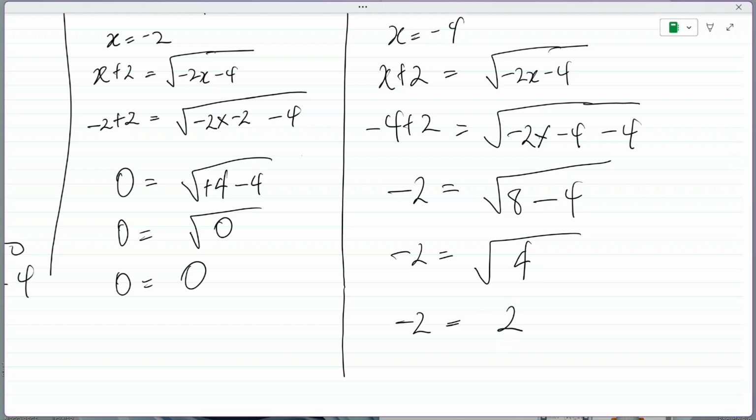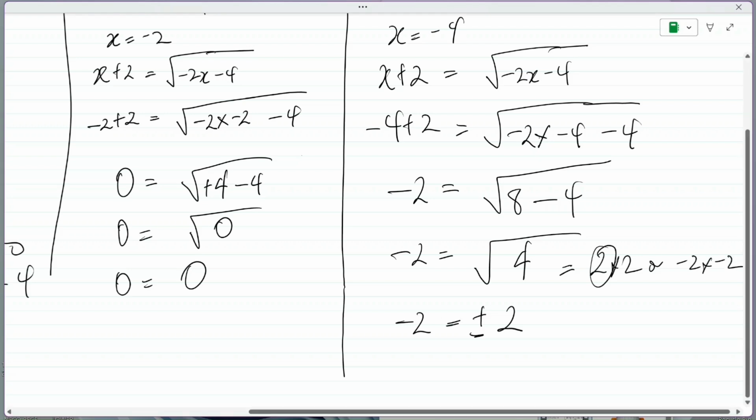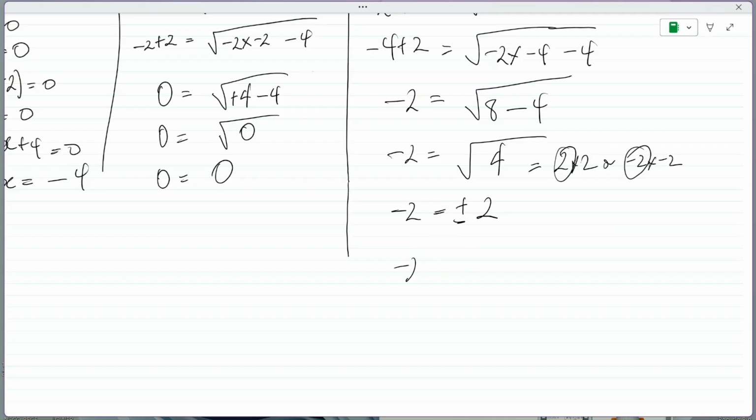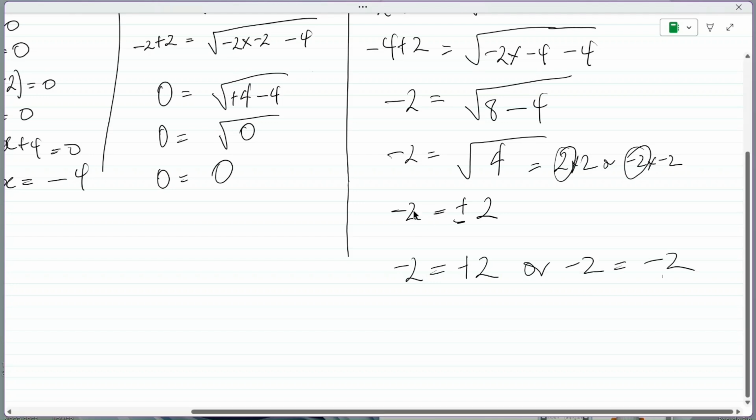People say it's 2, but in actual sense it's plus or minus 2, because 4 under square root is 2 times 2, you pick one of them, or minus 2 times minus 2. Minus 2 times minus 2 will also give you 4, so you can also take this minus 2. That's why you always see square root of 4 is plus or minus 2. Let's say we take this to be minus 2 equals plus 2, or minus 2 equals minus 2. That means we've broken this plus or minus 2 into plus 2 and minus 2.